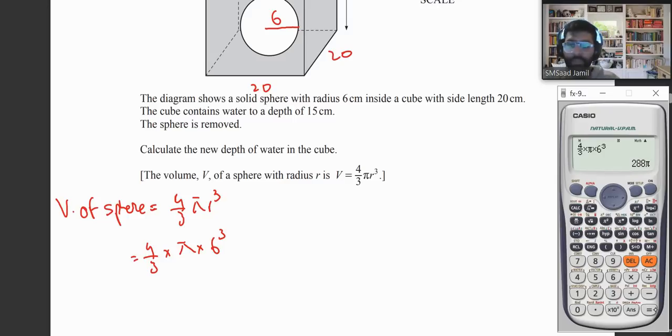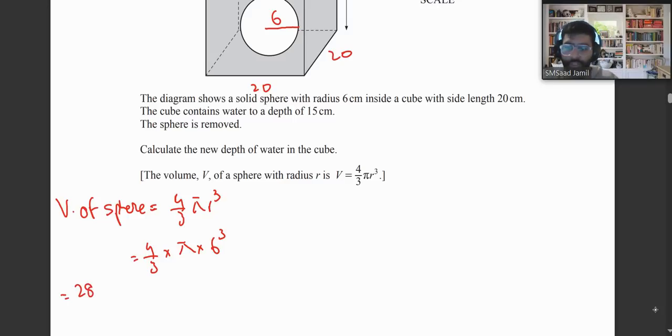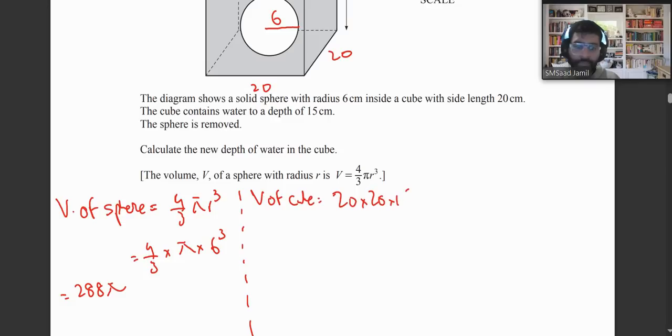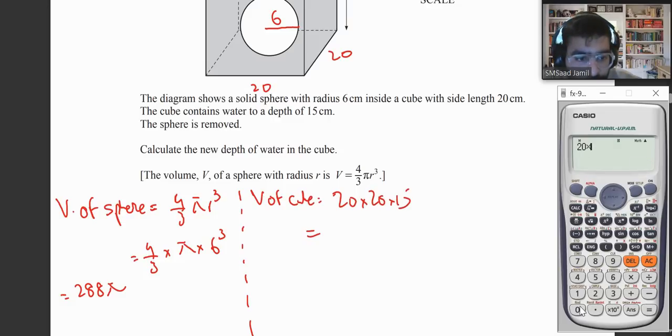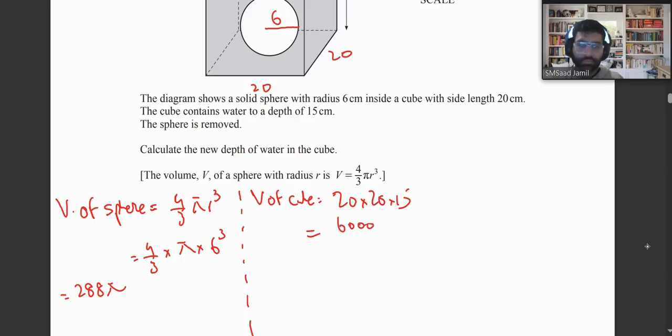So the volume of the sphere is 288 pi. Now I will find the volume of water, using the formula for the volume of a cube. Volume of cube is equal to 20 multiplied by 20 multiplied by 15. It's 6,000. I will subtract it: 6,000 minus 288 pi.